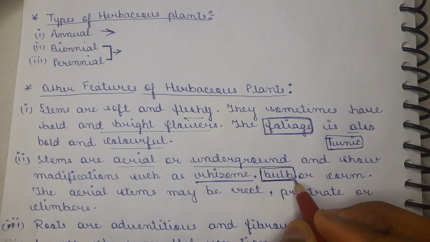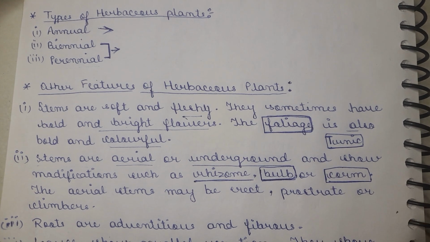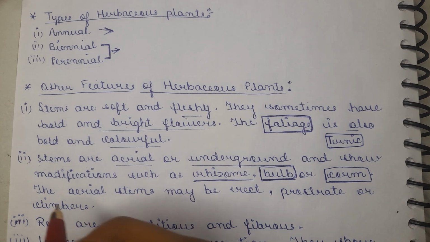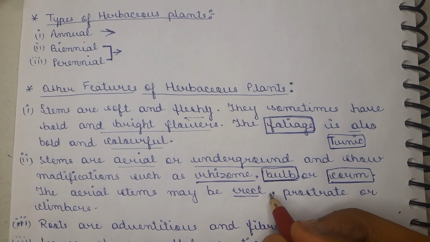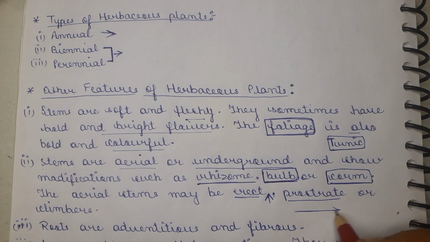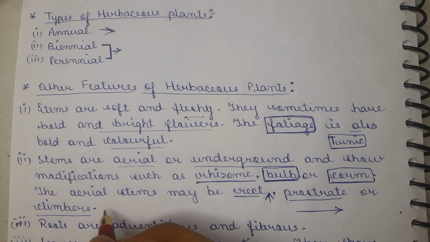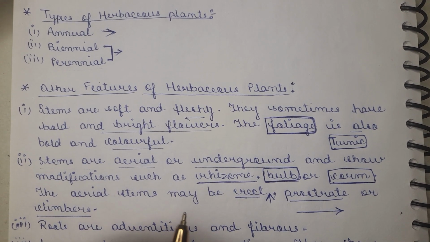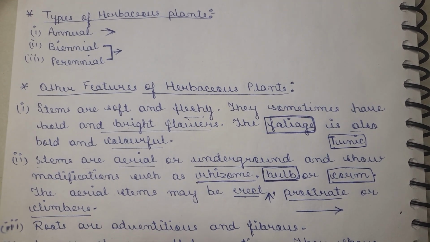Now this type of flower comes out from the bulb, or the other one is the corm. These are mainly from the swollen stems that are found in these herbaceous plants. Now the aerial plants may be erect, that means they will be straight up. They may be prostrate, that means lying on the ground only, or they may be climbers, like creepers. Basically the creepers get any support and they climb up the wall, or we can say any building if they get support from it.